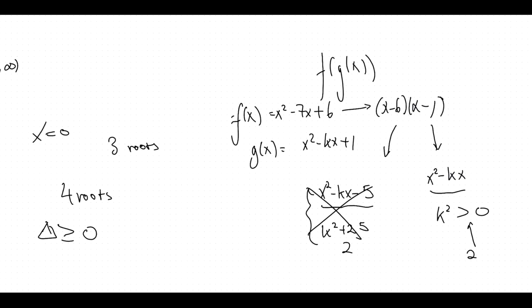check if there's multiple cases. For example, if you have something that has a degree of more than two, say, and then find the values of k where f of g of x equals 0 has one solution, then you have to consider each of the roots. Not for this question, because this question is a little bit easier.